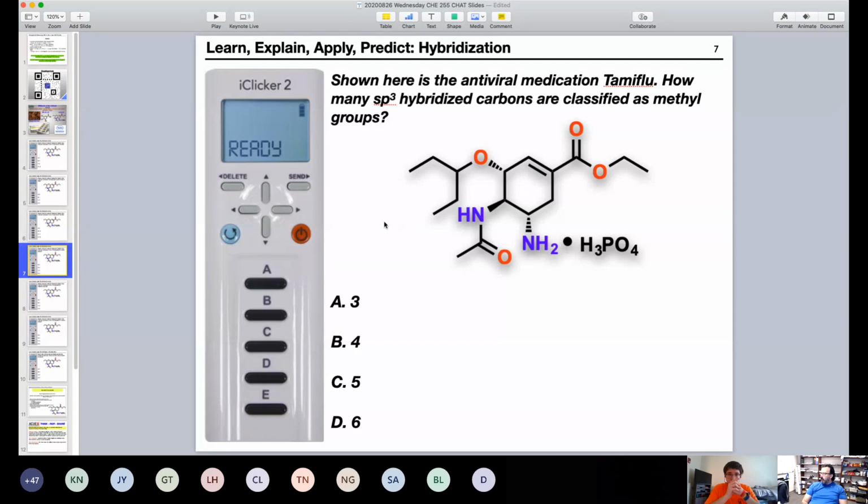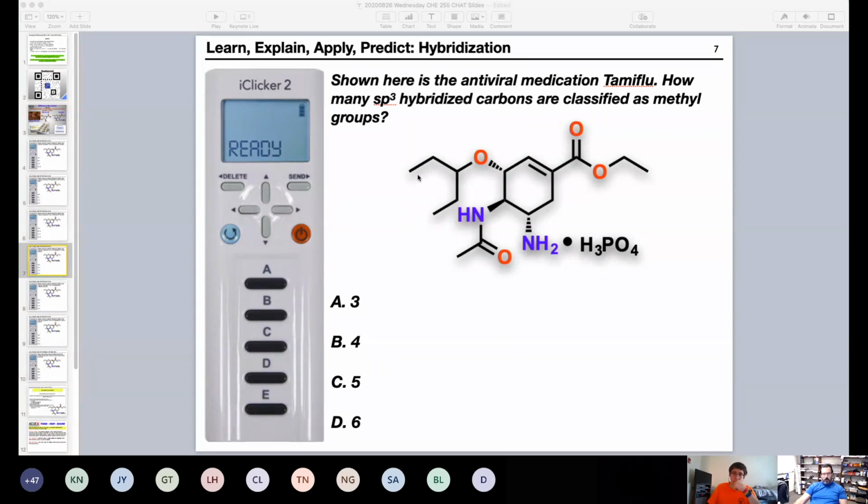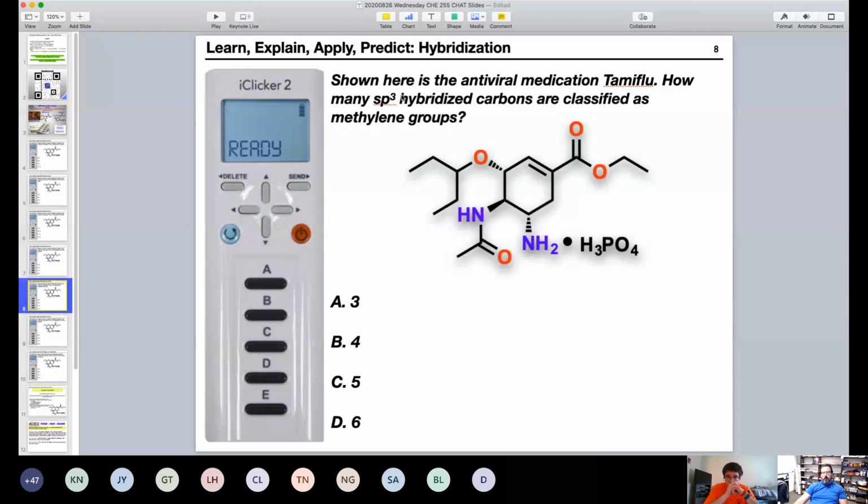Garima has confidently put down 4. 4 is the correct response. Let's map them out. So 1, 2, 3, 4. Let's move on to the next question.